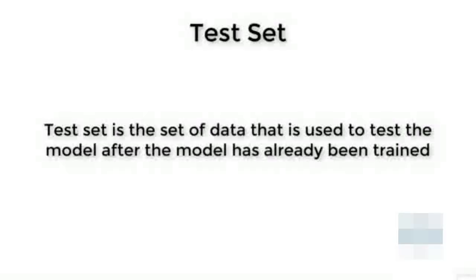Now let's move on to the test set. The test set is the set of data that is used to test the model after the model has already been trained. The test set is separate from both the training set and the validation set. After our model has been trained and validated using our training and validation set, we will then use our model to predict the output of the unlabeled data in the test set.